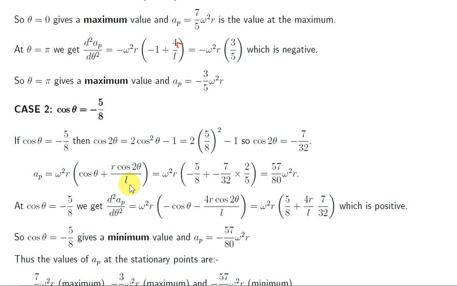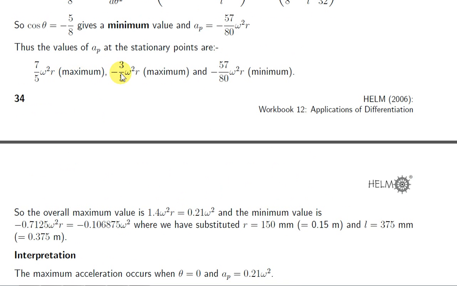Okay, we have r over L, that's 150 over 375, that's 2/5. Working this out, we get a negative value actually. Now to see what kind of a stationary point this is, we get the second derivative and plug in. So we found that cos θ is minus 5/8, so we plug that in here, and we know that cos 2θ will be minus 7 over 32. So we plug that in here, and r over L is going to be 2/5. Anyway, the whole thing is going to be positive, which means that we have a minimum at the value of θ that gives cos θ equals minus 5/8. We haven't actually worked out θ, but it solves this equation. So here are the values of AP at the stationary points.